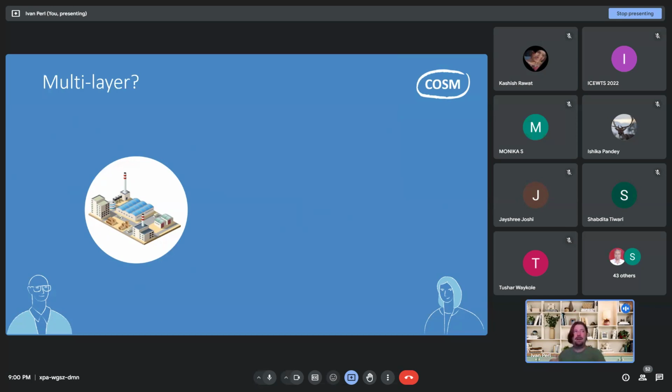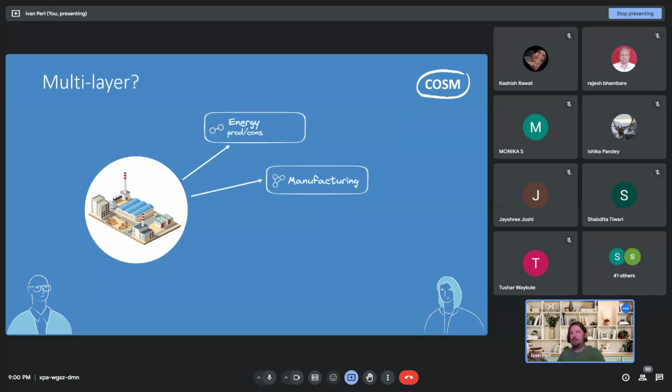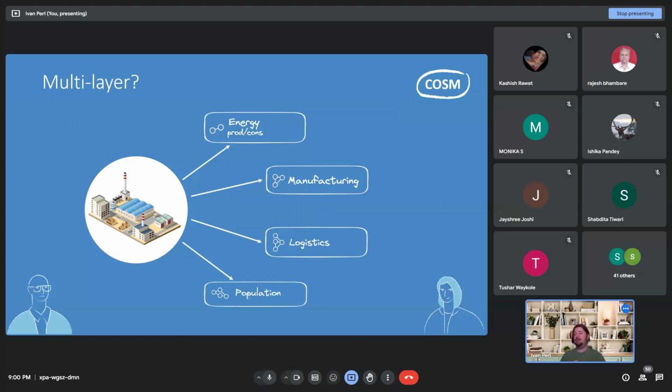When we are doing this, we put part of this model into the energy plane. Part of it we put in manufacturing. Part of it we put in logistics because it affects the logistics level of our model. Part of it we put into population because, for example, in some region, if you put a big factory, it can affect, let's say, the attractiveness of this district, right? Because if you have a big factory, maybe people will not want to live that close to it.